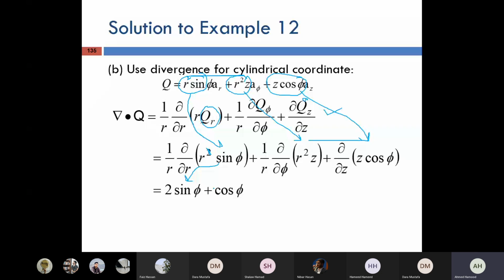Then differentiate R square Z based on phi, okay, which is 0. Why 0? Because we don't have phi here. There is no phi here, so this is constant. Differentiate of any constant becomes 0. Very simple. Then here differentiate of Z. Z is 1. So you have only cosine. So you will write only cosine. Very simple, right? As long as you know how to do the differentiate part.